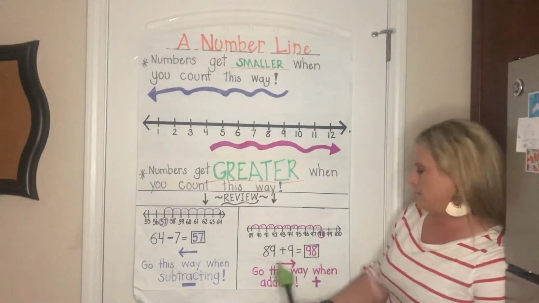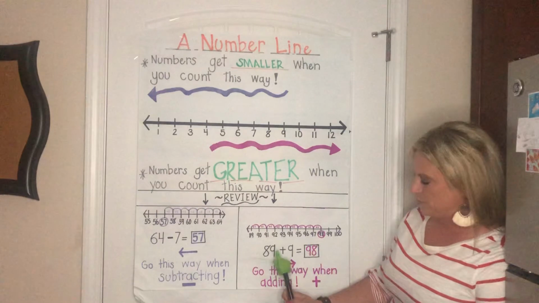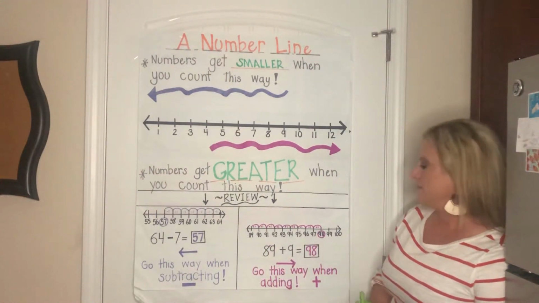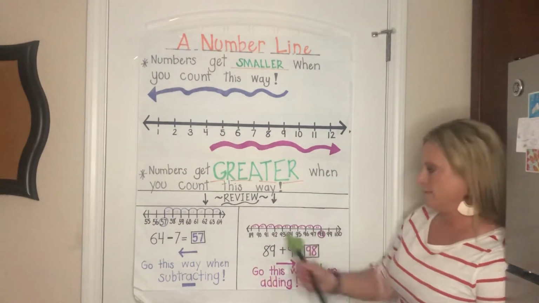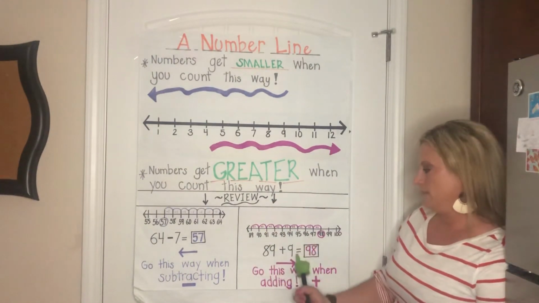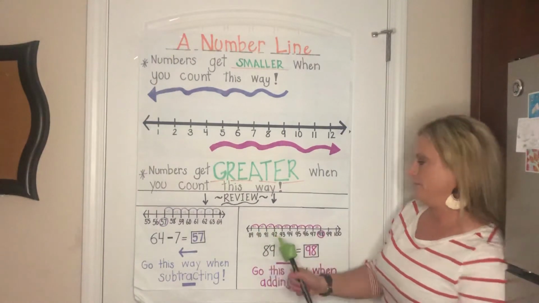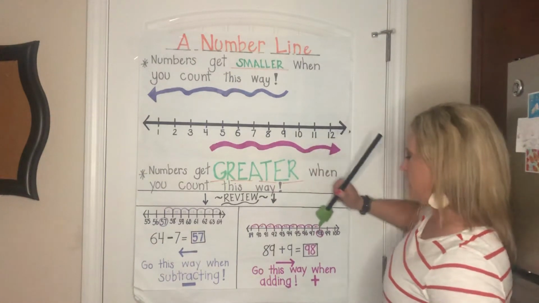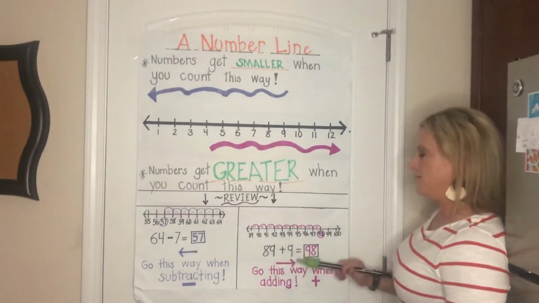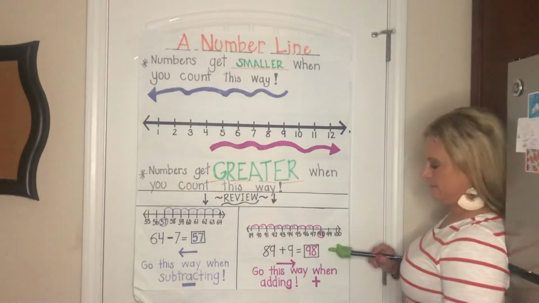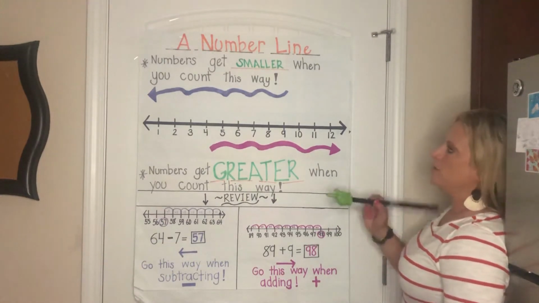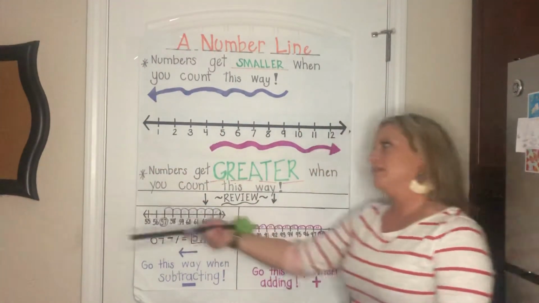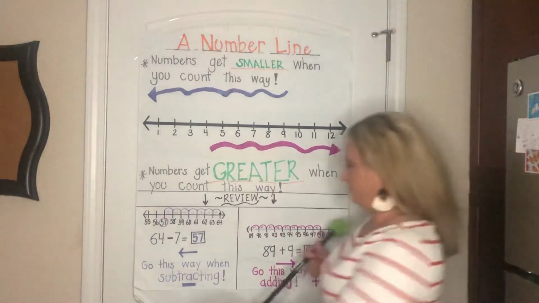When adding, if the equation was 89 plus 9, I would start with 89 at the beginning of my number line on the left, and I'm going to hop to the right, just like we read. I'm going to hop to the right 9 times. So I did 1, 2, 3, 4, 5, 6, 7, 8, 9 hops, and I found that 89 plus 9 equals 98, okay? So again, on a number line, when we go this way, the numbers get smaller, and when we go this way, the numbers get greater. Quick review.